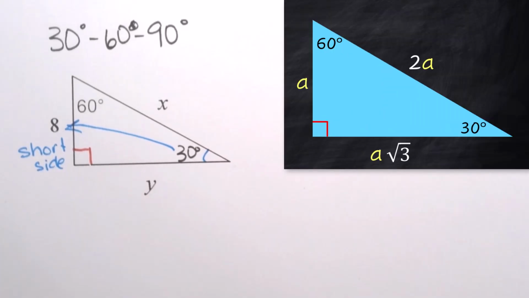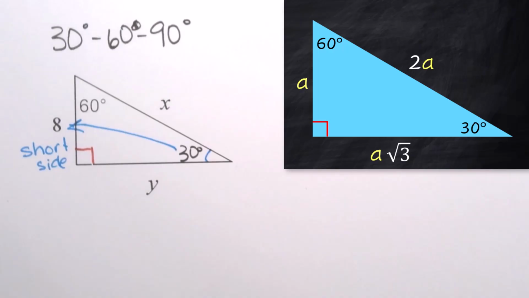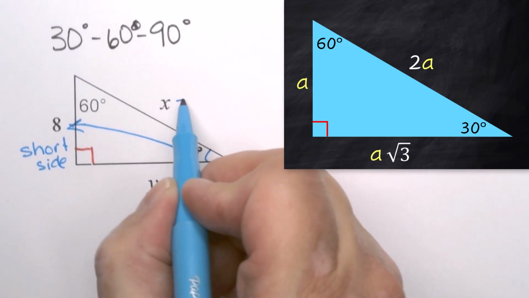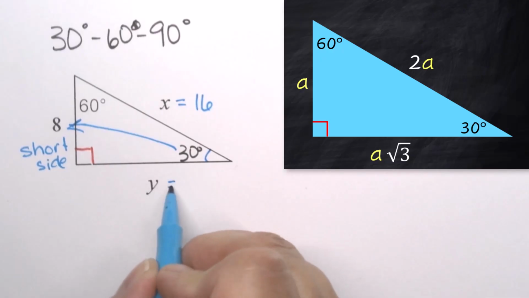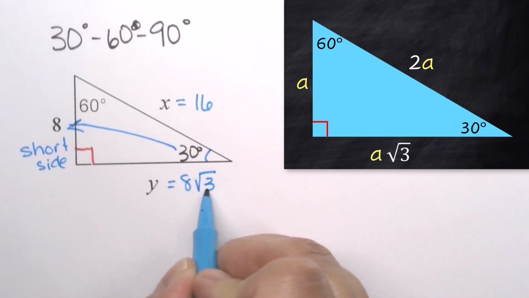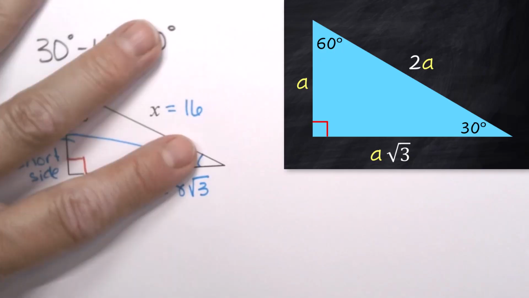Looking at those ratios, what you're going to have is a short side. The hypotenuse is going to be 2 times the short side. So this side would have to be 16. And then this other leg is the short side times the square root of 3. And again, if none of this is ringing a bell, check out the other video where I teach it. They give you the short side. These are easy to figure out.